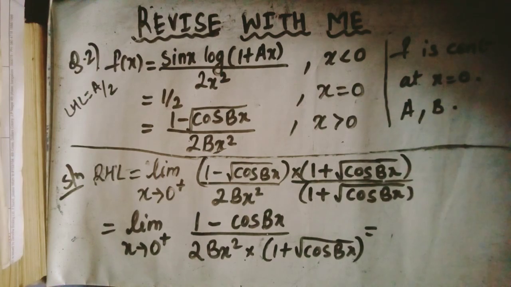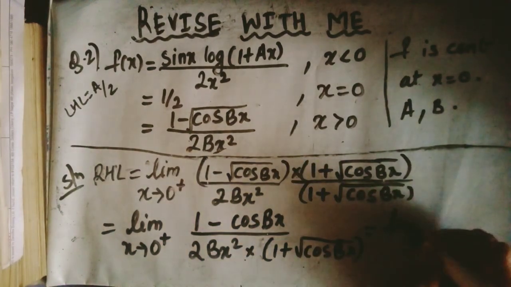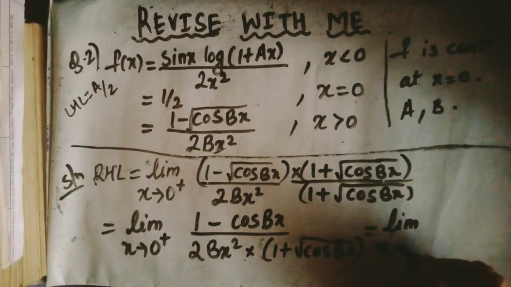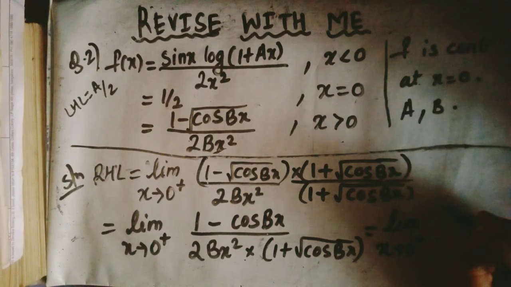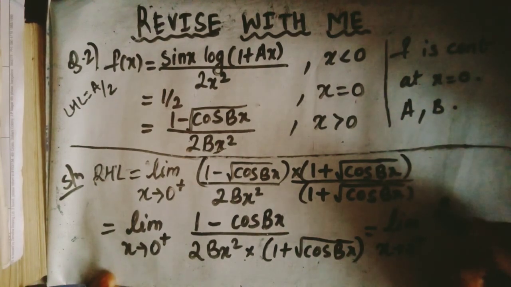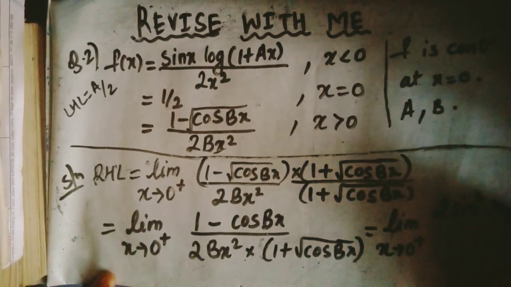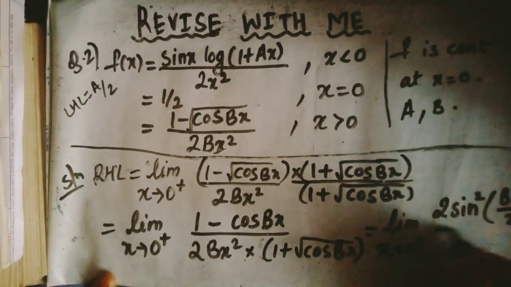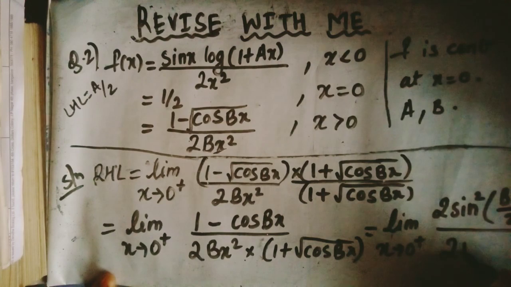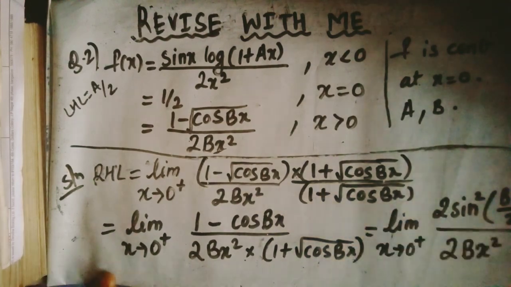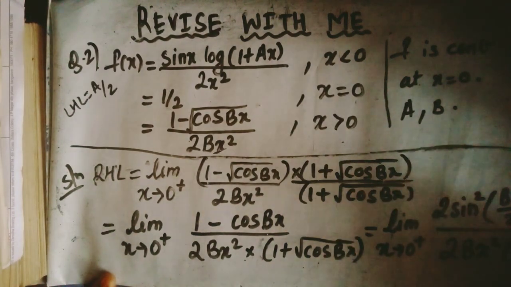Okay, 1 minus cos x is 2 sin square x by 2, right? So you can write it as limit as x tending to 0 plus, 1 minus cos bx is 2 sin square. Now here our angle is bx by 2. Okay, upon, this is already there, bx square and the term in the bracket.